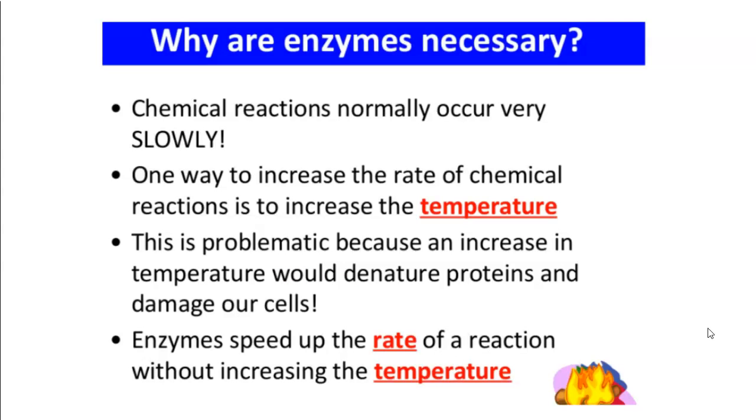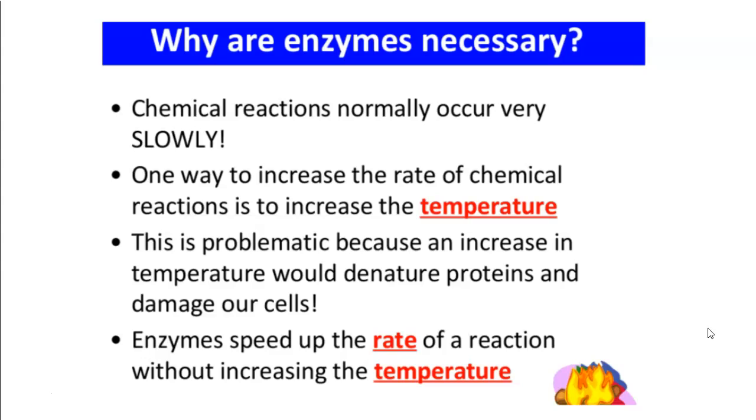So they're necessary because chemical reactions on their own are very, very slow. So again, I just spoke about this. One way to increase the rate of a chemical reaction is to increase temperature, but that's bad. It damages our cells. So when you raise the temperature in your body, you actually do something called denaturing of proteins.